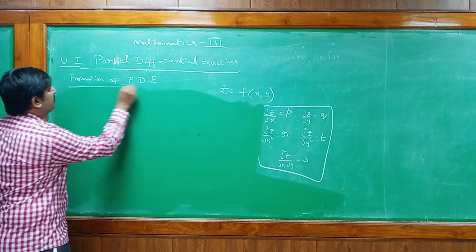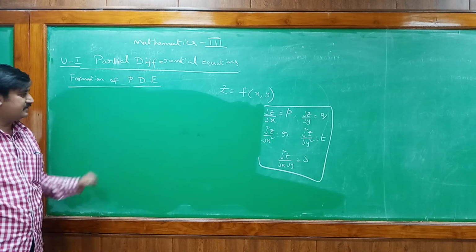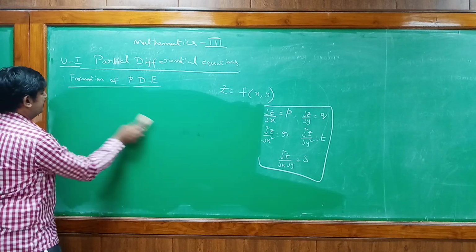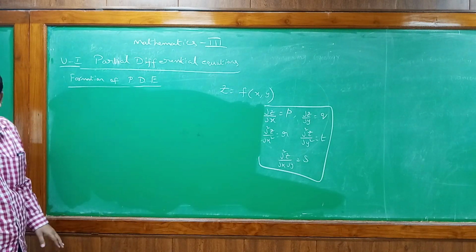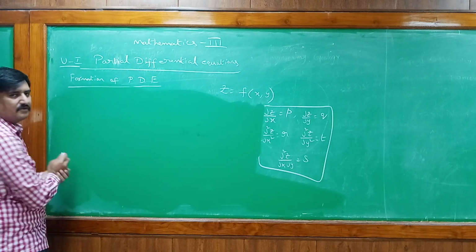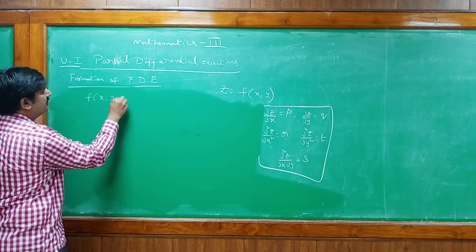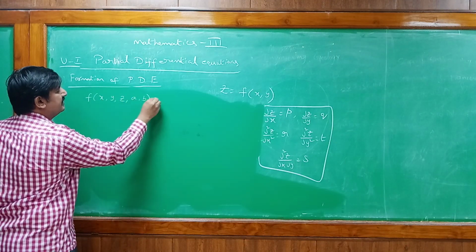Now we will see the first topic, formation of partial differential equation. So how to form a partial differential equation, let us see here. First of all, let us take the general form of the equation. What is the form of the equation? F of x, y, z, a, b is equal to 0.